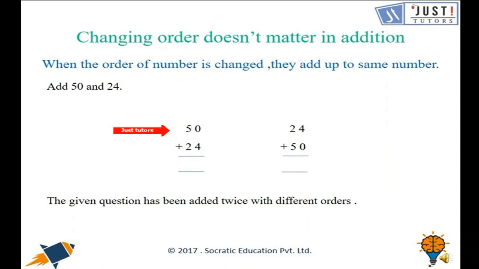So we will begin with the ones column. 0 add 4 makes a 4. Then 5 add 2 makes a 7. So the answer is 74. Now we will move ahead and try this question. Begin with the ones column. 4 add 0 makes a 4 and 2 add 5 makes a 7. So if you notice, we got both the results as 74. That means we can say that adding numbers in any order doesn't matter.